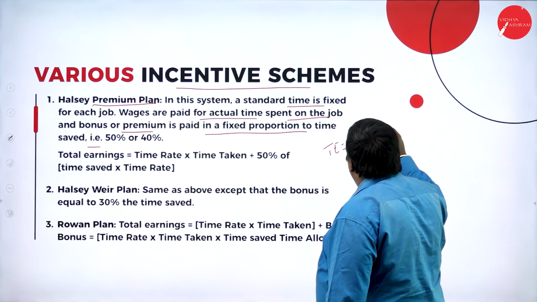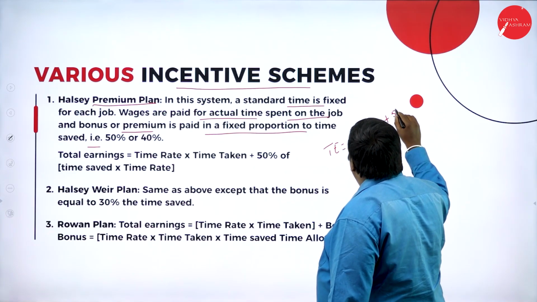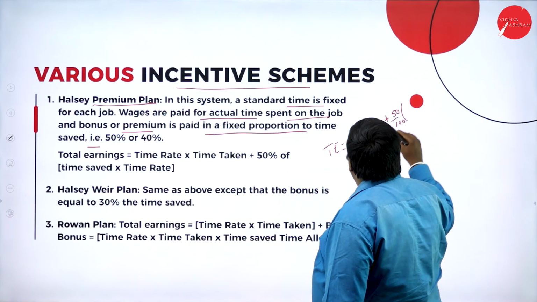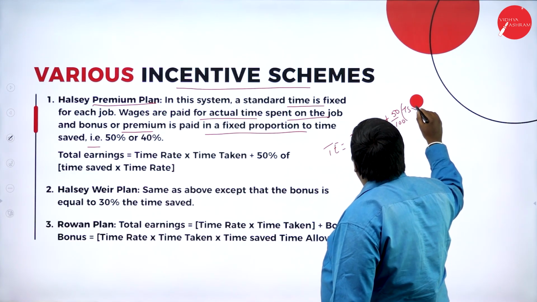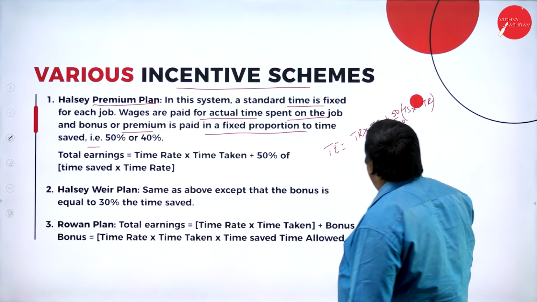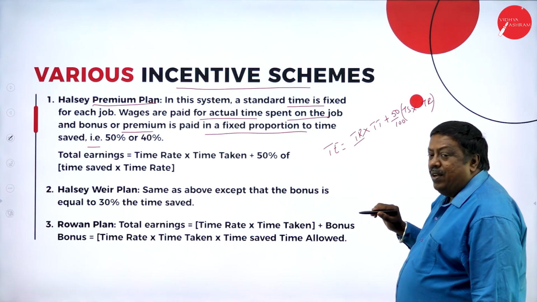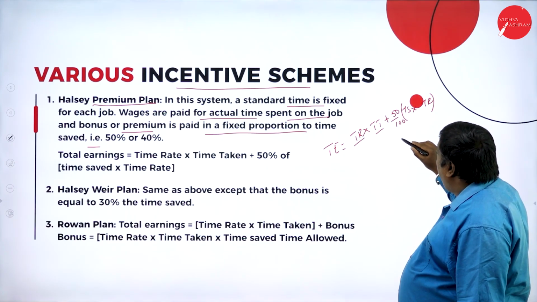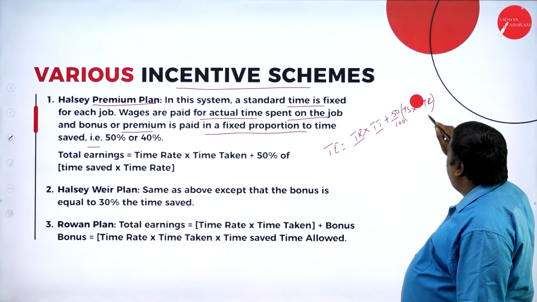time rate into time taken, plus 50 by 100 into time saved into time rate. This is the formula. It means whatever time we are paying for 1 hour and how much time is taken, with that, the benefit of 50% bonus will be given, 50% of time saved into time rate.